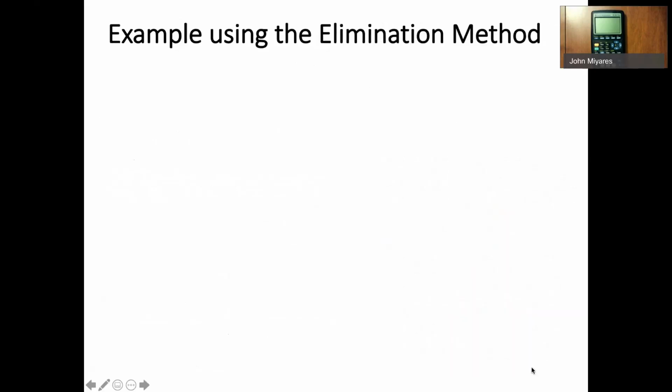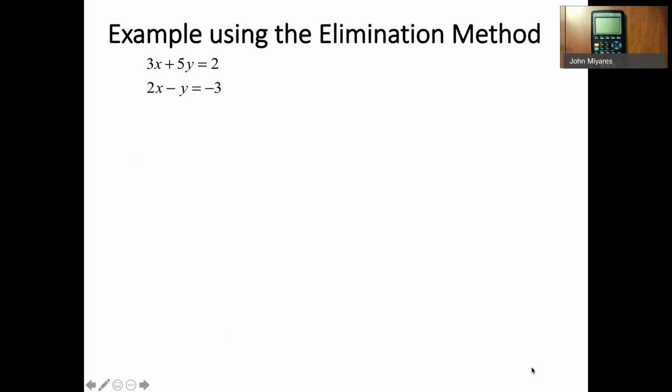Now let's try doing a problem involving the elimination method. Suppose our system looks like this: 3x plus 5y equals 2, and 2x minus y equals negative 3. Neither of these equations is a great candidate for the substitution method, although the second equation wouldn't be too bad to turn into y equals form.